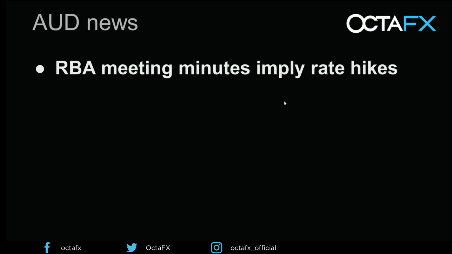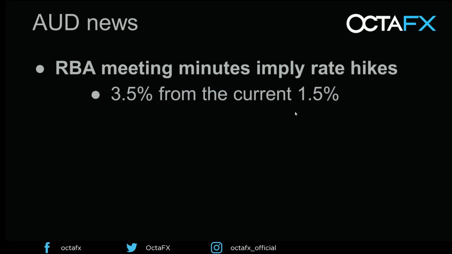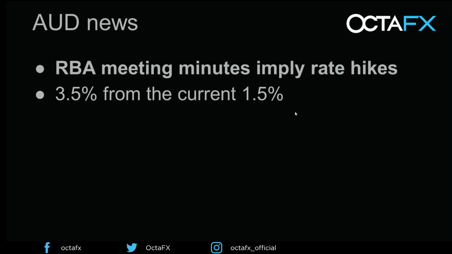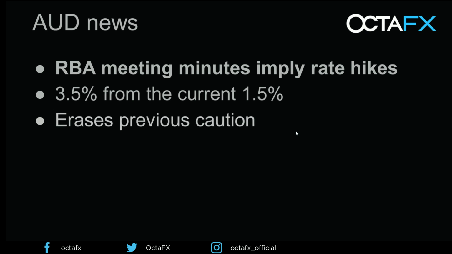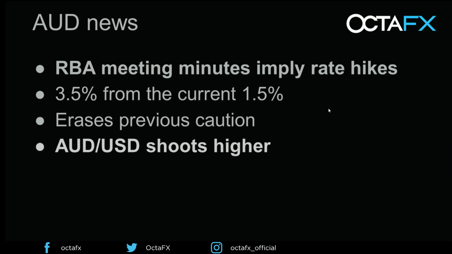Okay, let's continue to commodity currencies. Australian dollar, the big news came from the RBA meeting minutes. Compared to the statement, it was much more hawkish. They're talking about rate hikes, perhaps reaching a rate of 3.5%. Currently, it's only 1.5%. That means a series of rate hikes. It erases the previous caution seen in the statement, and it sends the Australian dollar shooting higher.